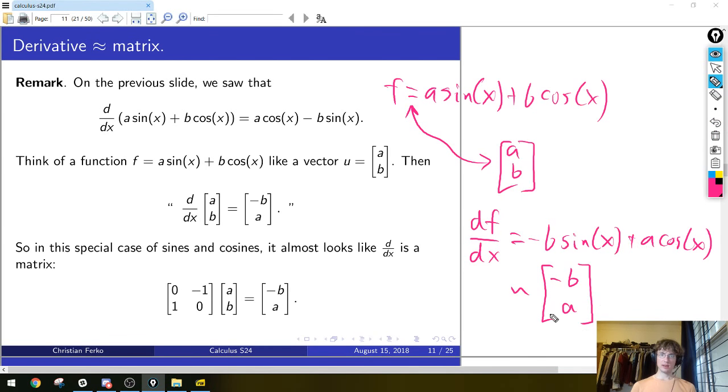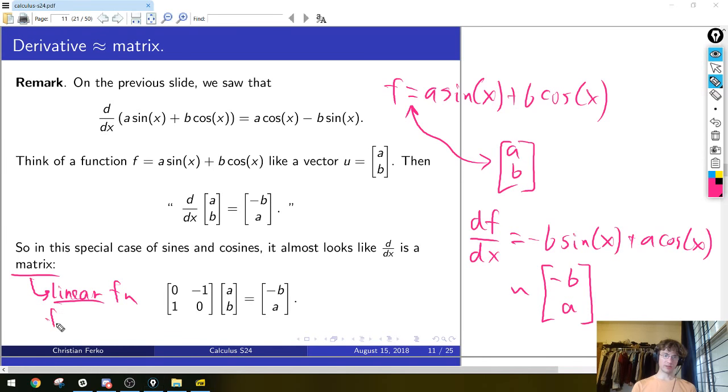Good. If that's true, if we can think of it this way, if that's a sensible operation, then we can think of the operation of taking a derivative of a function as a map which sends two-component vectors to two-component vectors. It takes the vector a, b, which is a sine x plus b cosine x, and sends it to the vector minus b, a, which is simply a cos x minus b sine x. So in this special case of sine and cosine, we can really think of the derivative as a matrix, because a matrix, remember, is just a linear function. So this is important. We prove the derivative is linear.